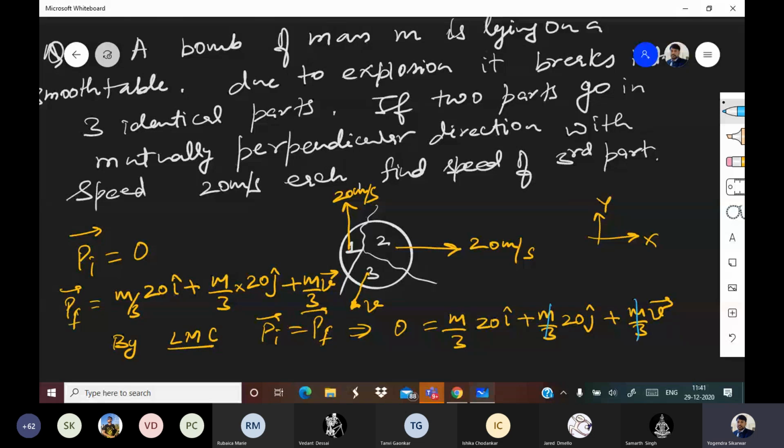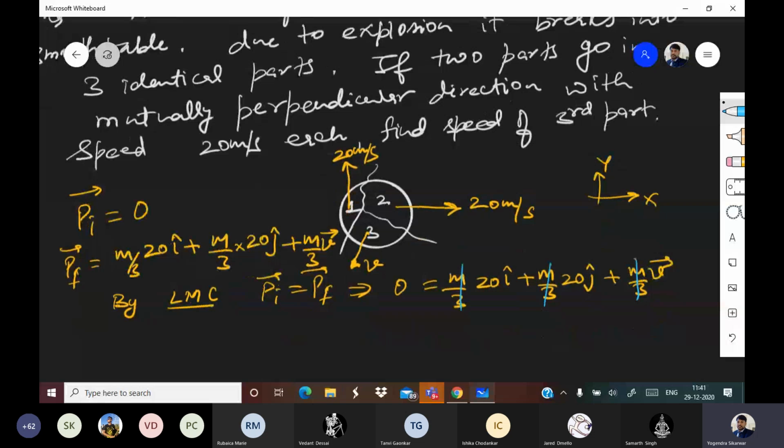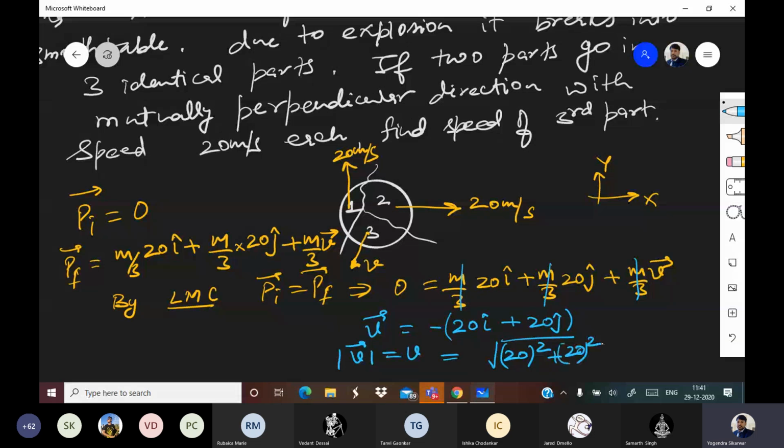So this is m by 3, m by 3, m by 3. So v vector comes out to be minus 20 i cap, minus can be taken out, plus 20 j cap. So the magnitude of v vector, which will be speed, will be under the root of 20 square plus 20 square, and that comes out to 20 root 2 meters per second. That will be 20 root 2 meter per second. Any doubt, any question? Okay. Next question.